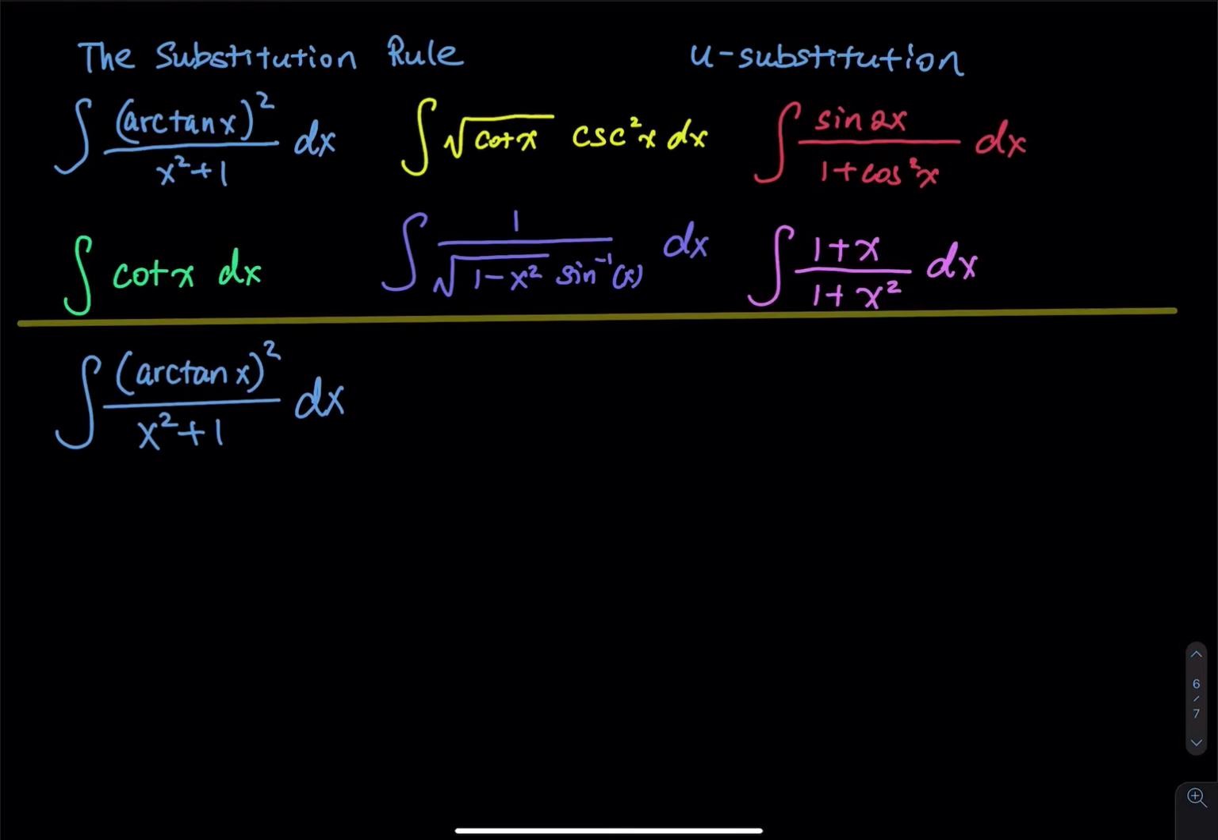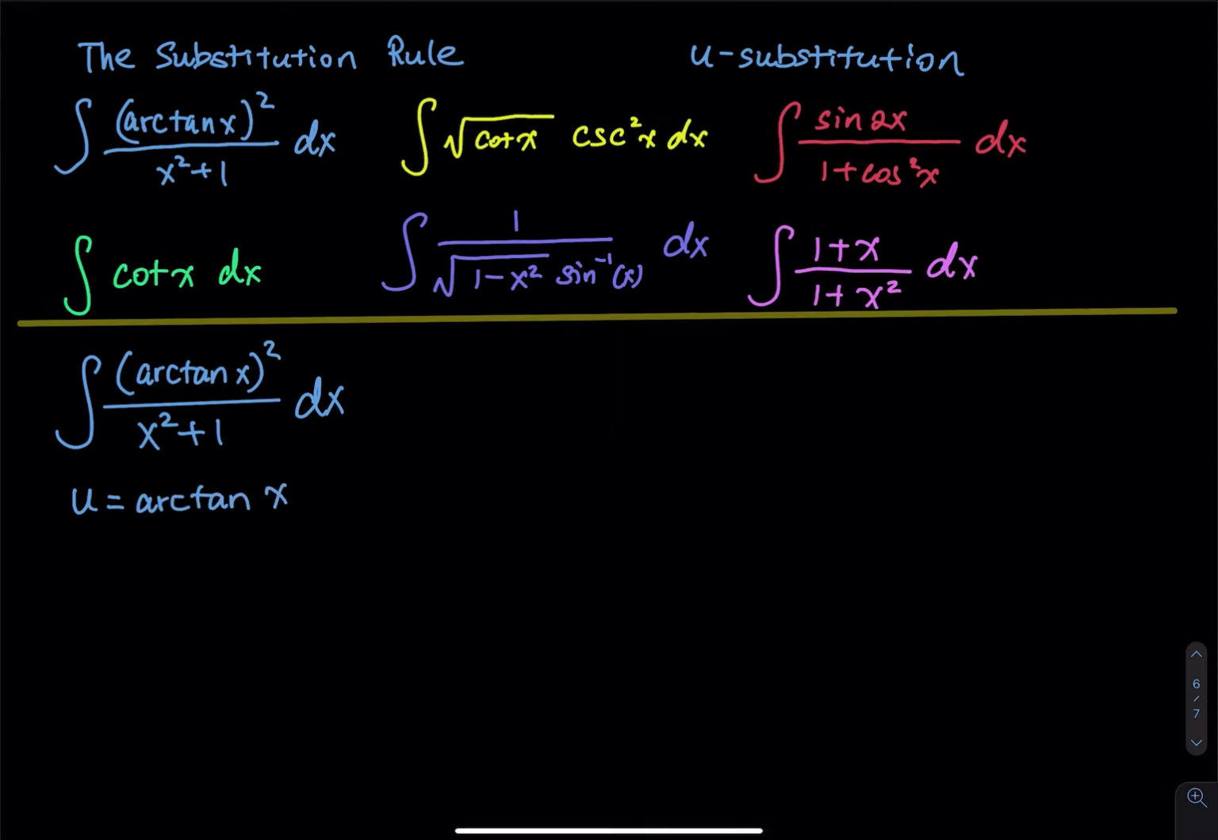Let's do these 6 integrals. So the first one is the integral of arctangent square, arctangent means inverse tangent, divided by x squared plus 1. So we see an arctangent inside a square. So that's why we have to let u be arctangent.